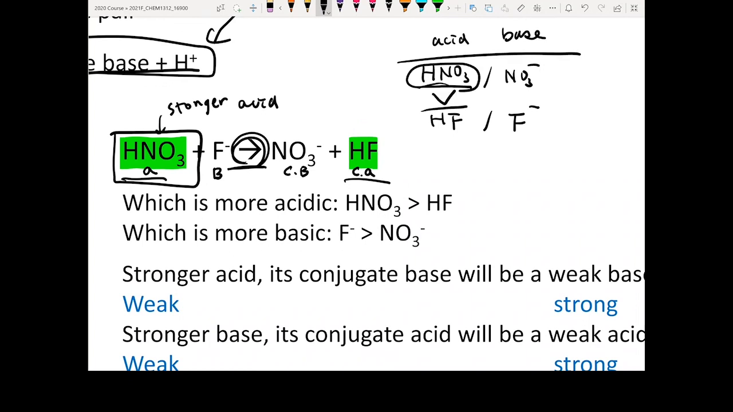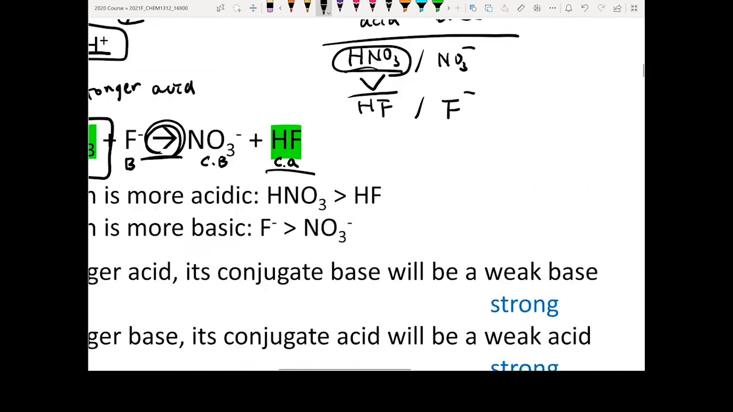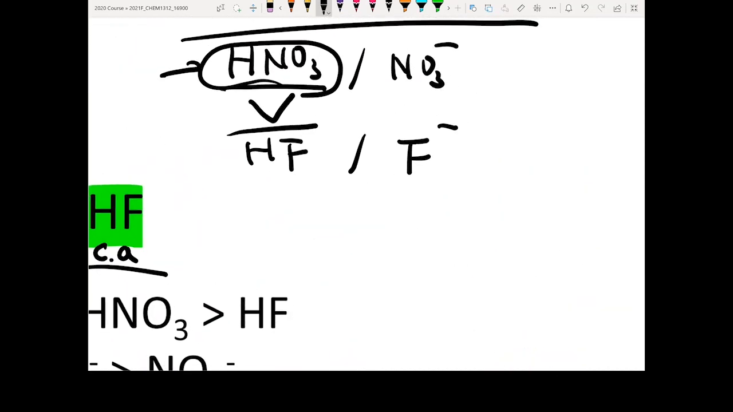Another important concept for this part is that if you have a stronger acid, its conjugate base will be weaker. This is a very important concept because you know this is a stronger acid than this, right? So its conjugate base will be a weaker base. Therefore, if you just consider the basicity, the F minus will be stronger than your NO3 minus.